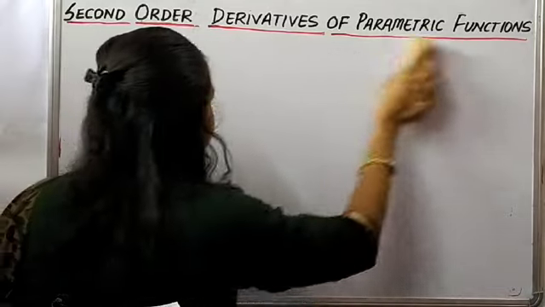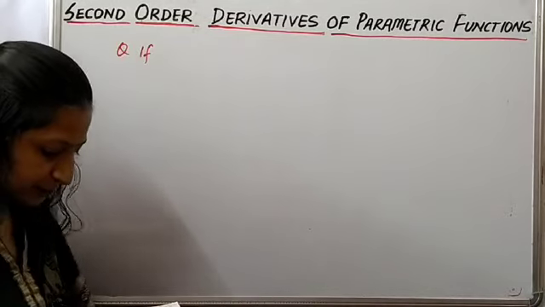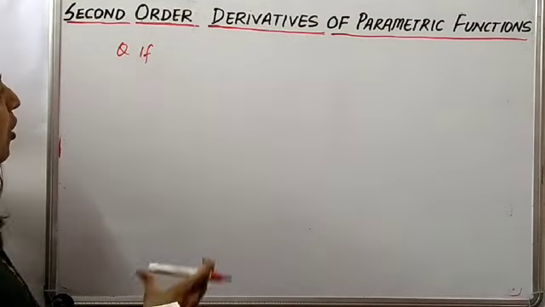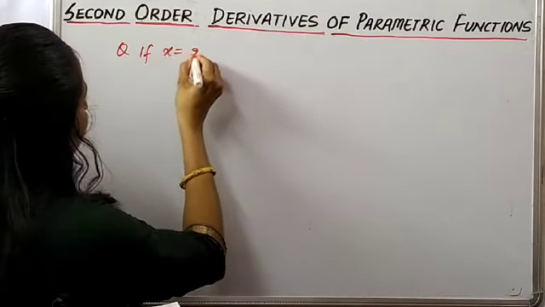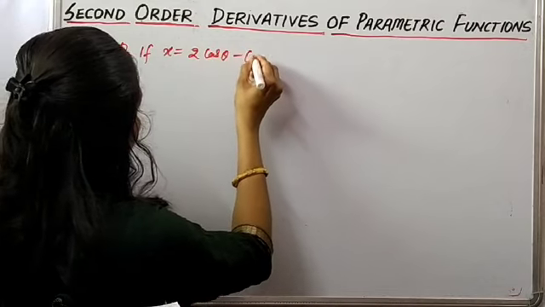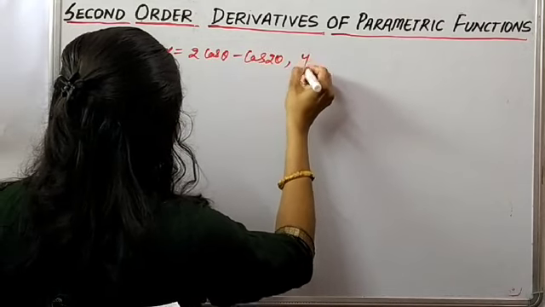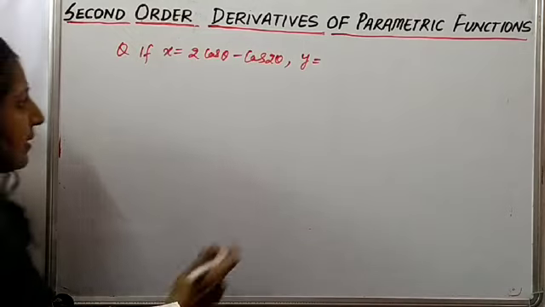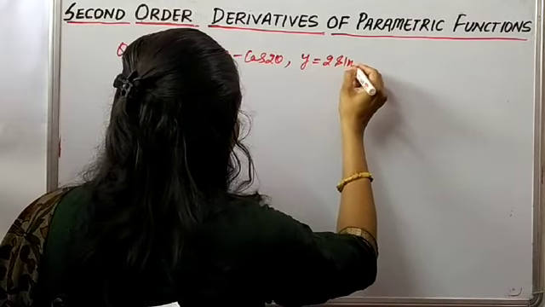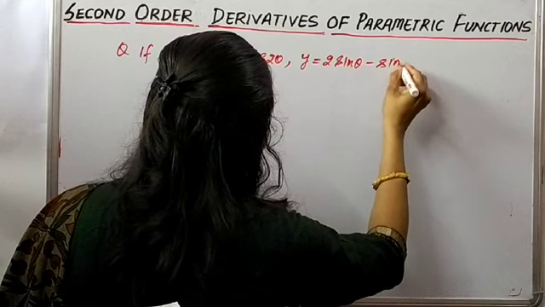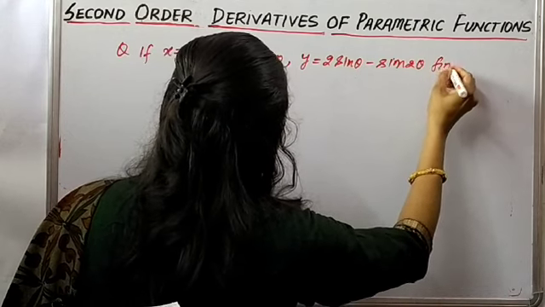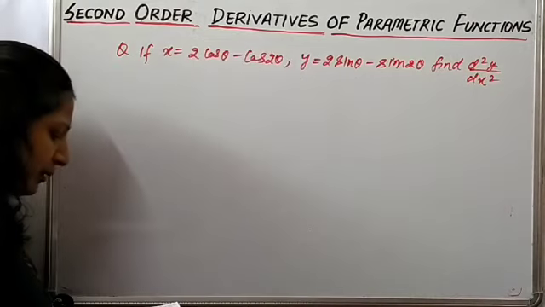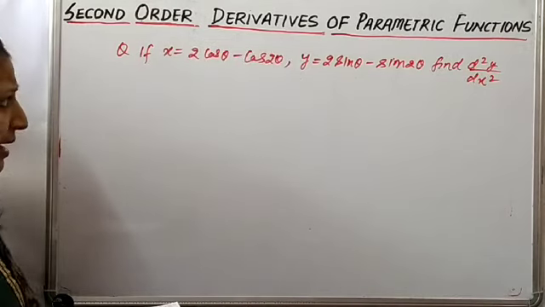Our next question is: if x is equal to 2 cos theta minus cos 2 theta, and y is equal to 2 sin theta minus sin 2 theta, then find d2y upon dx square. Okay, so the same procedure will be followed.